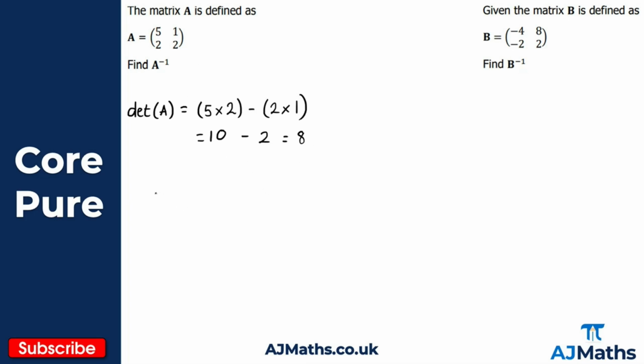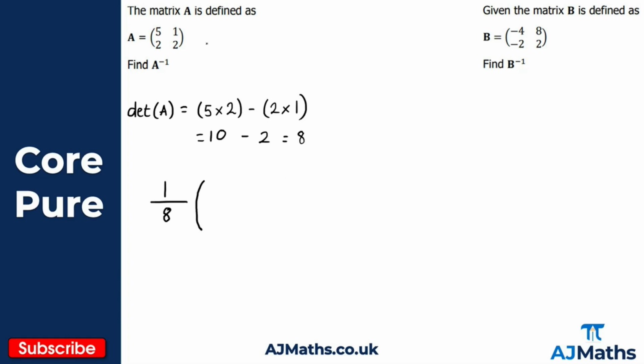So for the inverse, what we do is take the determinant and do 1 over the determinant, so 1 over det A. In this case, that would be 1 over 8. And then we take our matrix A and do a little bit of modification to this matrix.